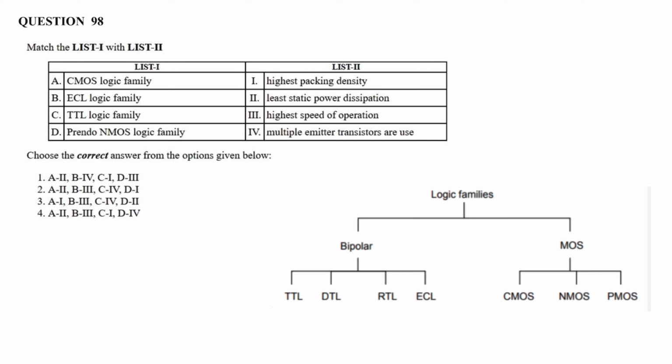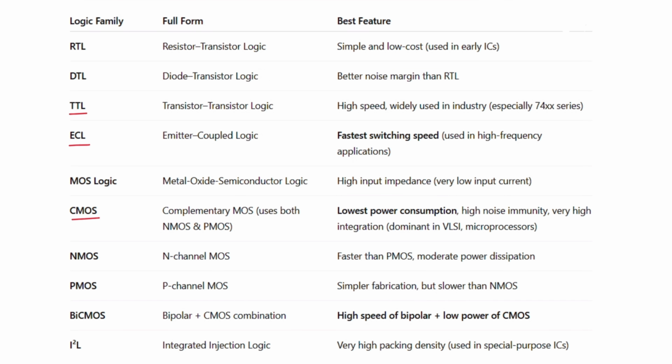Question number 98. A list of logic families is given and its feature is given in list 2. These are the different logic families: RTL, resistor transistor logic; DTL, diode transistor logic; TTL, transistor transistor logic; ECL, emitter coupled logic, fastest switching speed; metal oxide semiconductor logic, very high input impedance; CMOS, complementary metal oxide semiconductor, lowest power consumption; NMOS, PMOS, BiCMOS, bipolar plus CMOS combination, and I2L, integrated injection logic family, very high density.